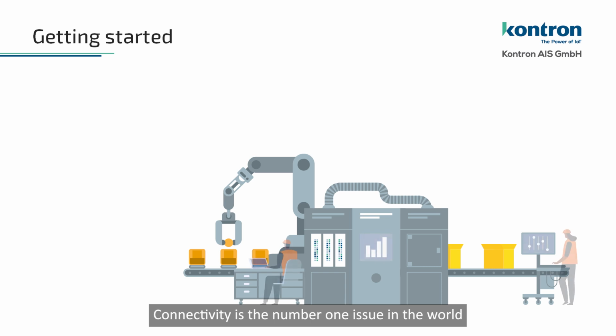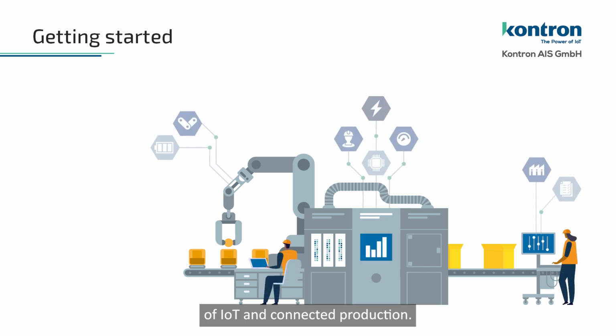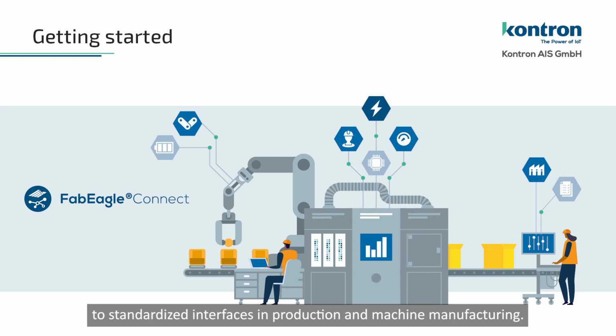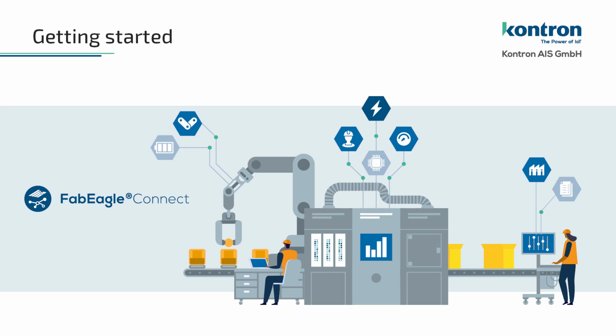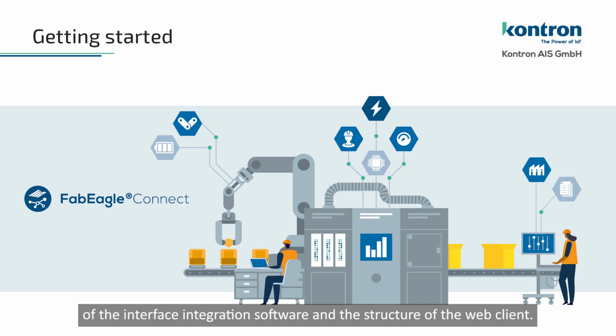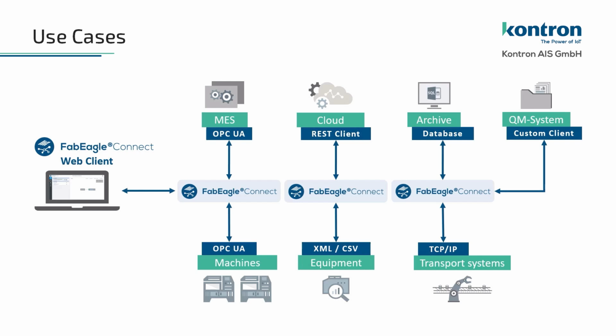Connectivity is the #1 issue in the world of IoT and connected production. The FabEagle Connect low-code integration software is our answer to standardized interfaces in production and machine manufacturing. In this video, we explain the functionality of the interface integration software and the structure of the web client.